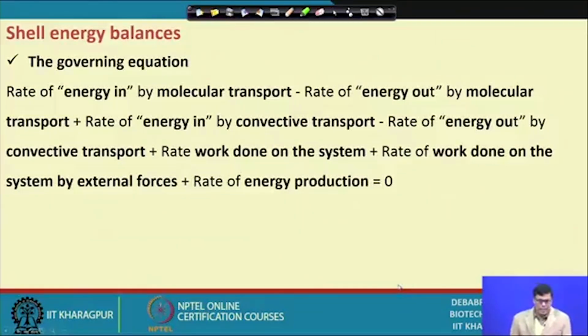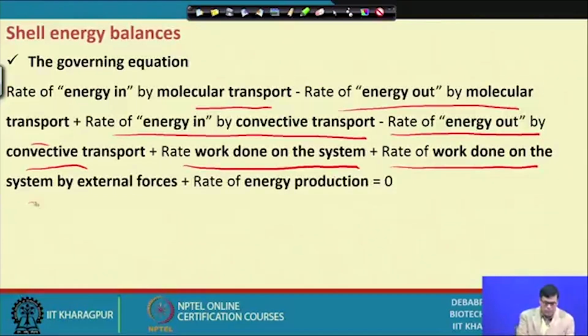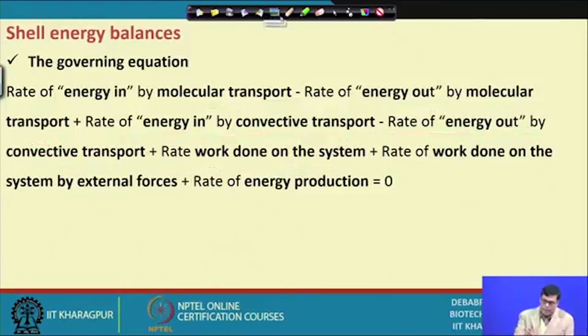Now, the shell energy balance, the governing equation, we can explain like this: the rate of energy in by molecular transport minus the rate of energy out by molecular transport, plus the rate of energy in by convective transport minus the rate of energy out by convective transport, plus the rate of work done on the system by the external force, plus the rate of energy production, all of which should be equal to 0. This is the governing equation.